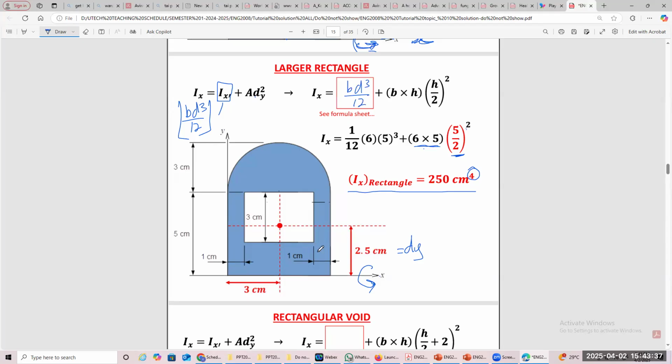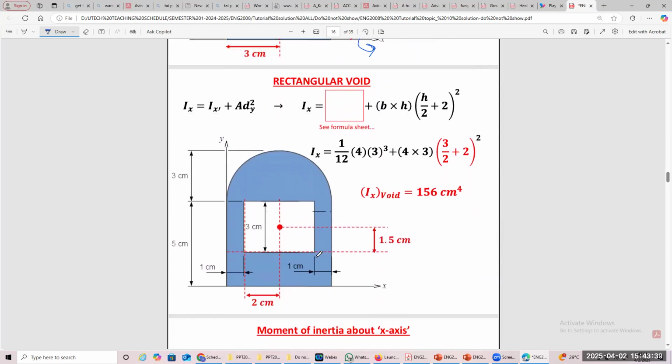All right. Let's look at the void area now. The void area, quickly. It's a rectangle again, so it's BD cube upon 12, not true? And then you have the area of it, which is going to be what? 3 times 4, 12. And then you have this distance here now. What is this distance here? It's going to be the distance that you worked out before.